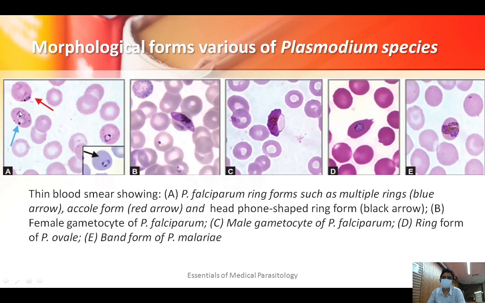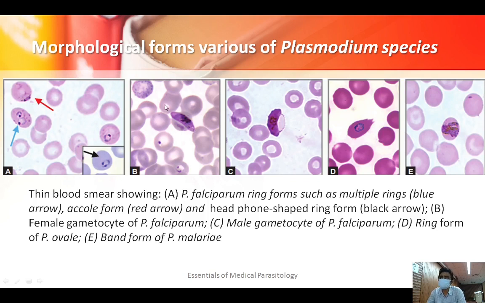See, these are multiple ring forms. You can see this is Plasmodium falciparum. See, this is an enlarged view. This is the red color nucleus, this is the blue color cytoplasm, this is the food vacuole, this is the accole form, which is present when the nucleus is present right at the edge of the RBC. It is known as the accole form, which is pathognomonic of Plasmodium falciparum.